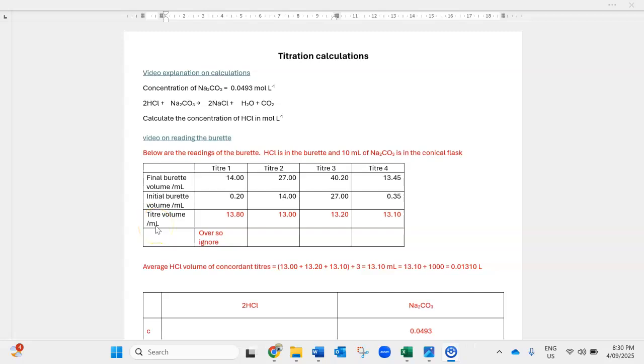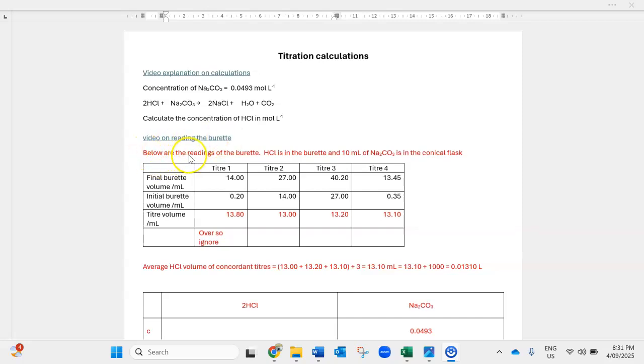We're looking at how to carry out titration calculations. We are told that the concentration of sodium carbonate is 0.0493 moles per litre, and we figured out how to work that out in a previous video. We're given this chemical equation: 2 moles of HCl reacts with 1 mole of sodium carbonate, and we're asked to calculate the concentration of HCl in moles per litre.